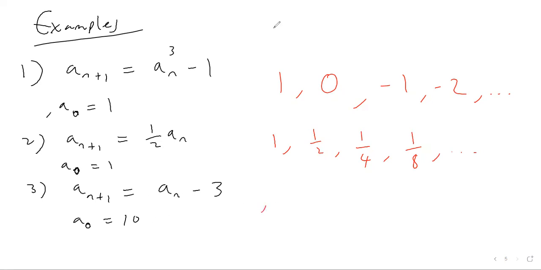And then how about the last one here? Our first term is 10, and then the next term is going to be 10 take away 3, so it's going to be 7. Then our next term is 7 take away 3, so that's 4. And then 4 take away 3 gives us 1, and so on and so on. This is a decreasing sequence. We've got 3 decreasing sequences there.